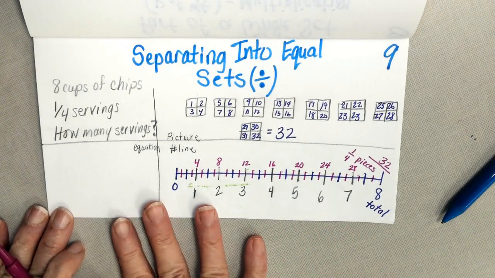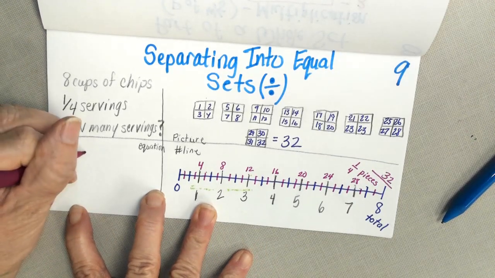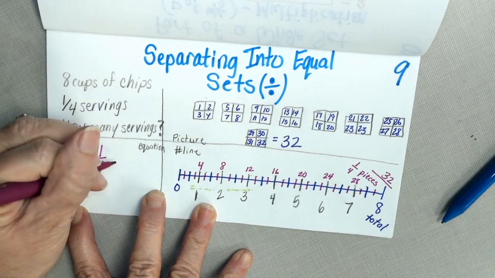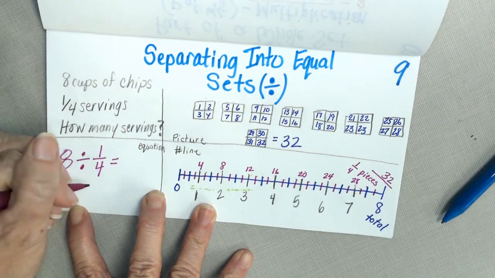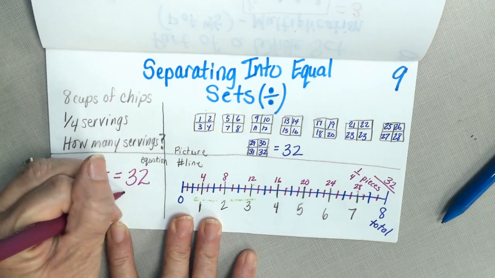So what's really happening here? We're taking the whole number 8. We're dividing the number 8 into 1/4 pieces. And when we divided 8 into 1/4 pieces, we were able to get 32 pieces.